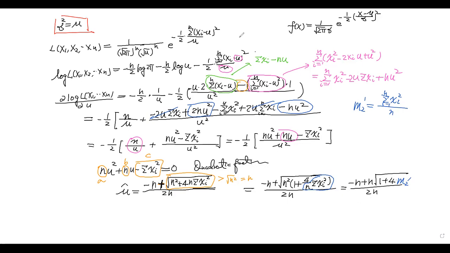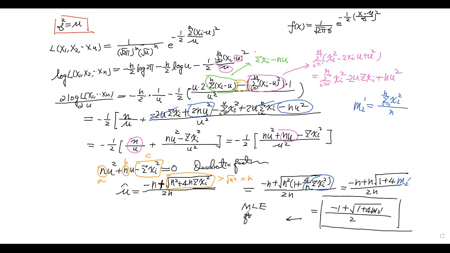So now the last step, because this is n, you can cancel that out. So it will just be negative 1 plus the square root of 1 plus 4 m2 prime, over 2. Okay, so that is the MLE. So this is the MLE for mu, if we assume sigma squared equals mu.